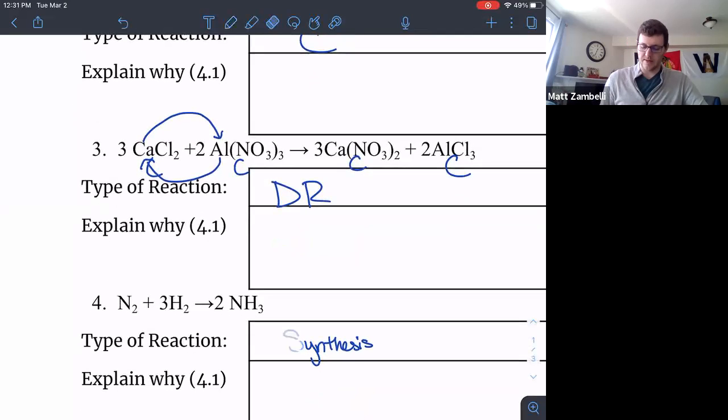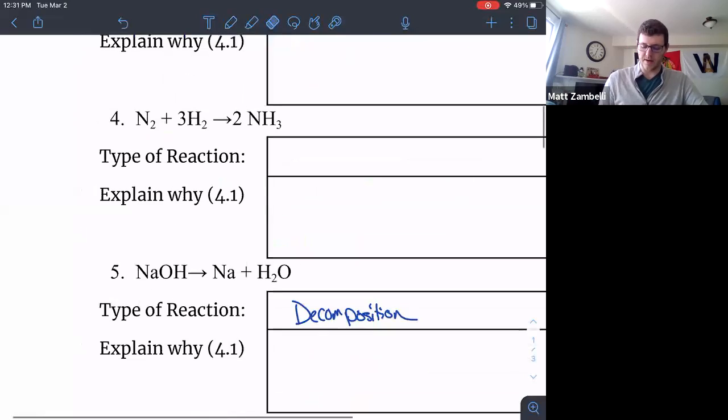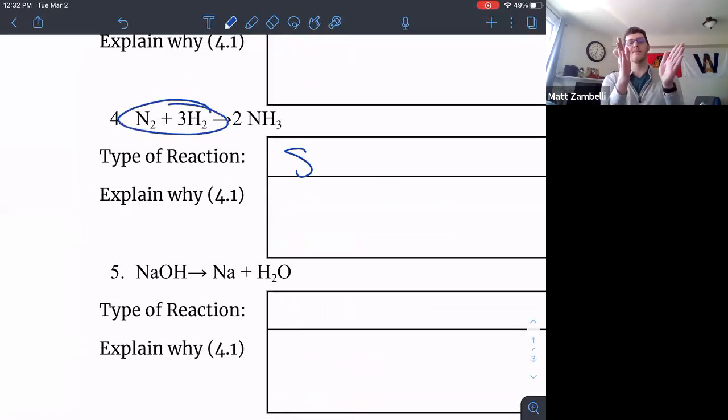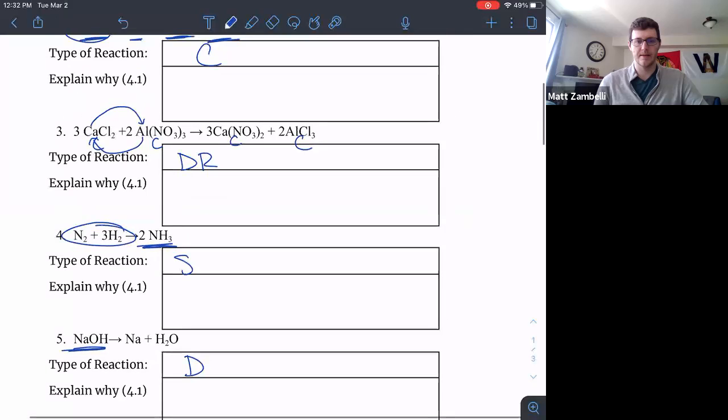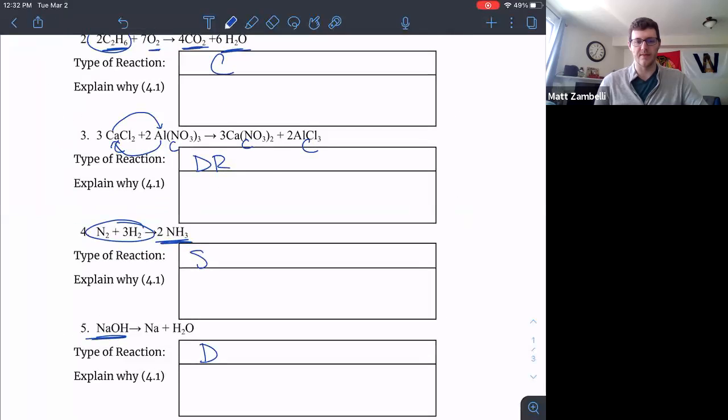Oh, that was supposed to be erased, but now you already know these 2. All right, but this one is synthesis, and that is because we have 2 things combining to make our one product. Whenever we have one product, it's a synthesis reaction. And if we have one reactant breaking down into multiple products, we have a decomposition reaction. Any questions on those 5?